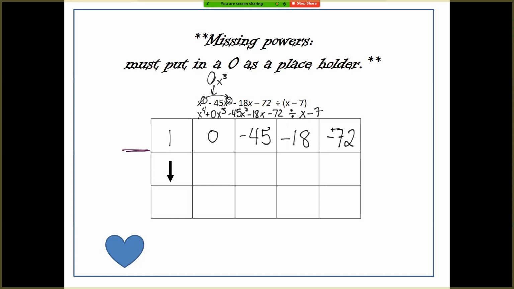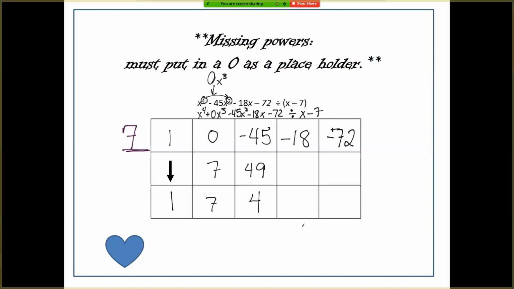Then my magic number that sits out here by itself: x minus 7 equals 0, which means x equals positive 7. Bring that first term down, and now you're going to multiply, add, multiply, add. So I'm going to multiply 7 times 1 is 7. Then I'm going to add 0 plus 7 is 7. Then I'm going to multiply 7 times 7, 49. Add negative 45 plus 49 is 4.